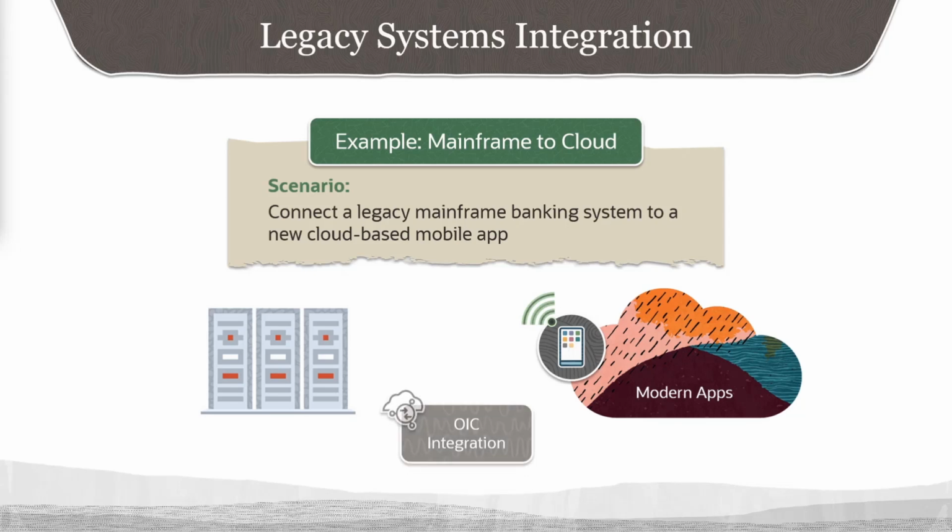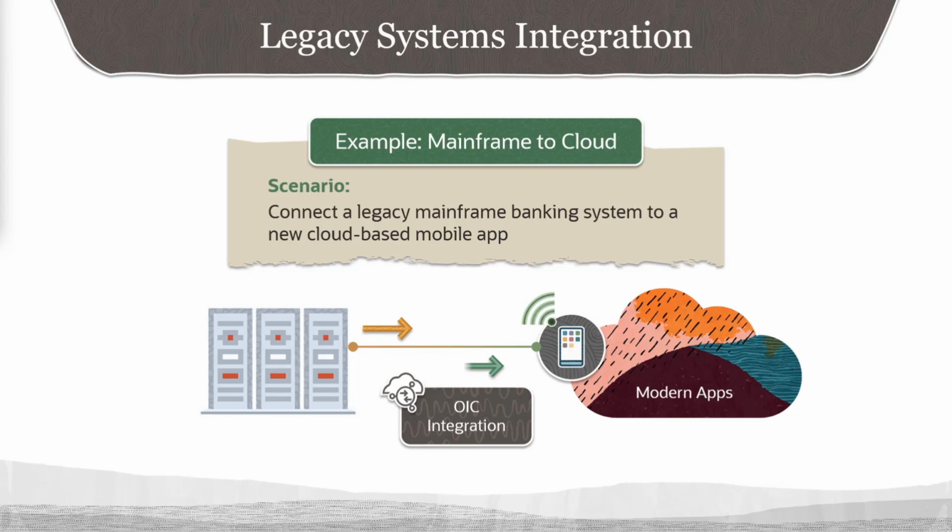If the legacy system doesn't provide standard APIs, once again, we can create custom adapters or use other middleware solutions. OIC can then be used to format and forward the data to the cloud application.